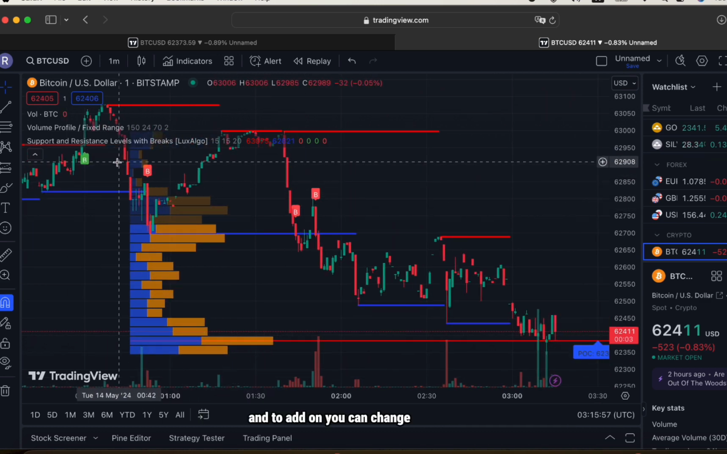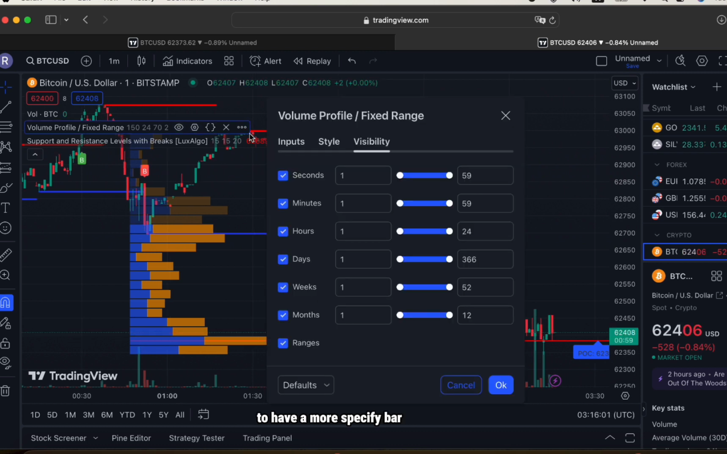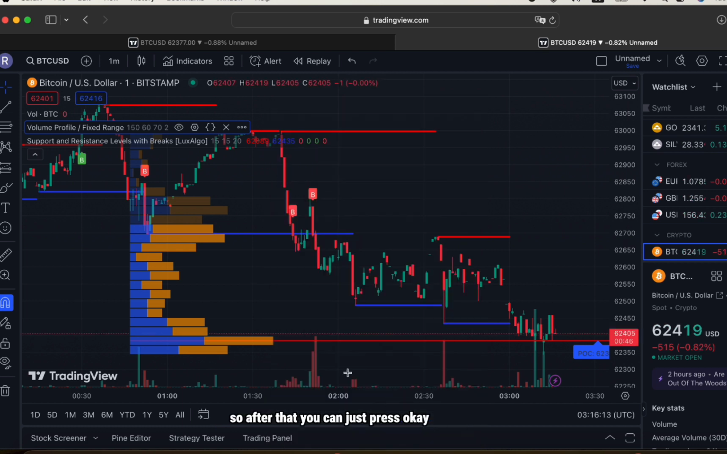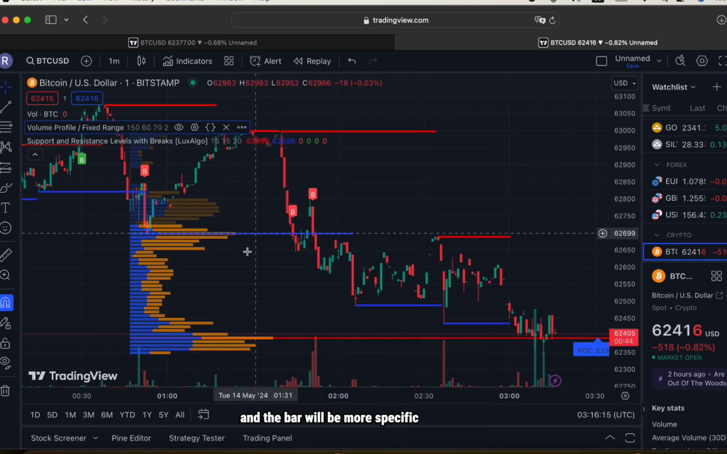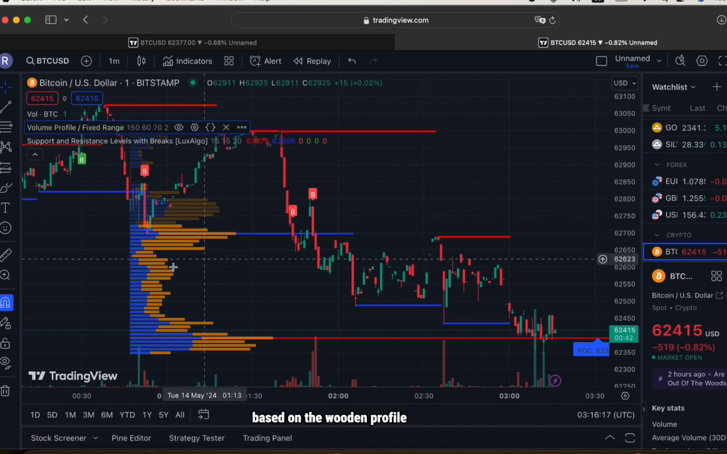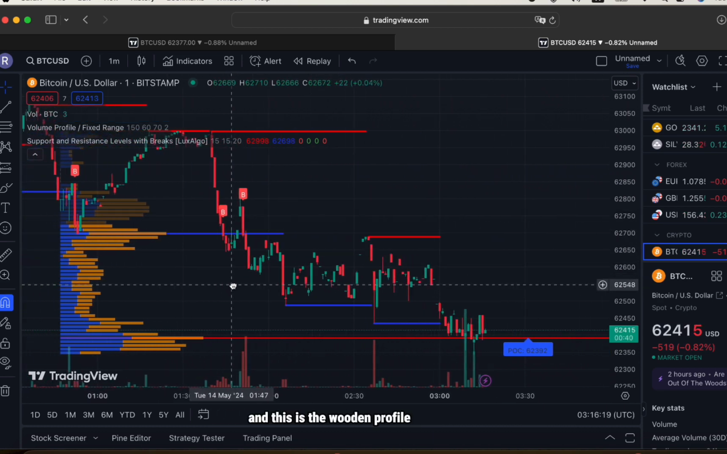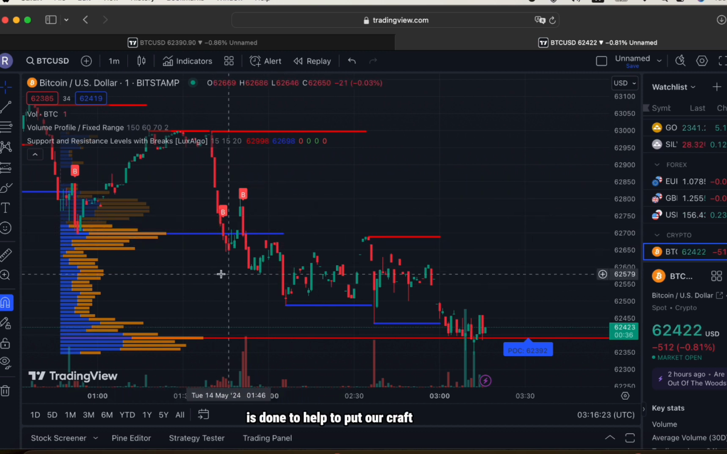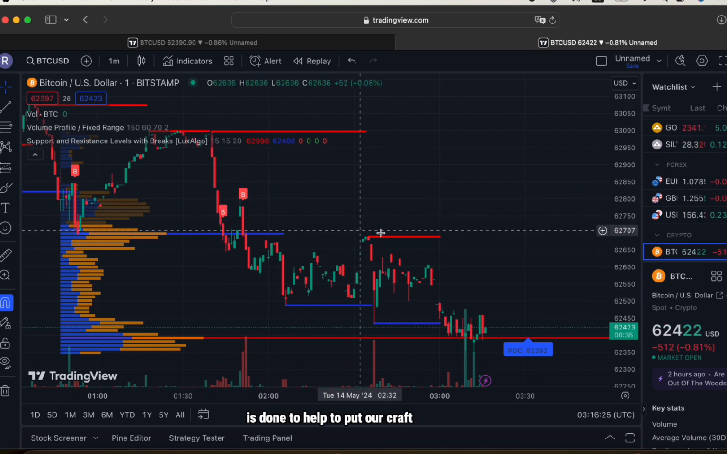To add on, you can change the settings of the volume profile to have a more specific bar. In the row size you can change from 24 to around 60 to 70. After that you can just press OK, and the bar will be more specific based on the volume profile. And this is the volume profile with additional support resistance to help to plot our graph.